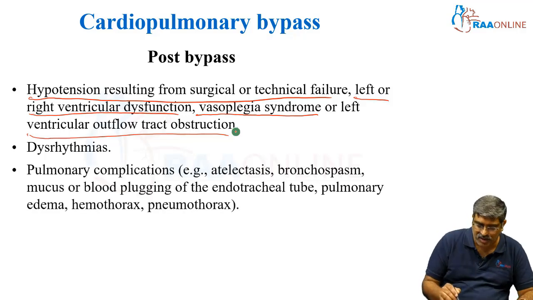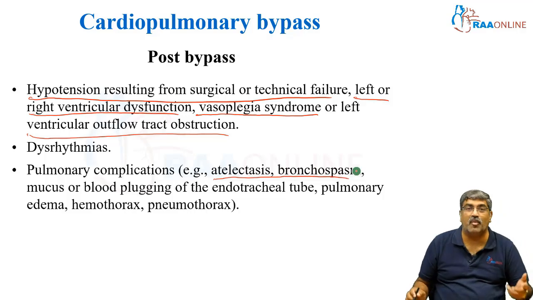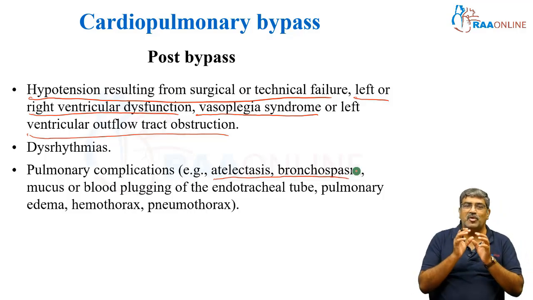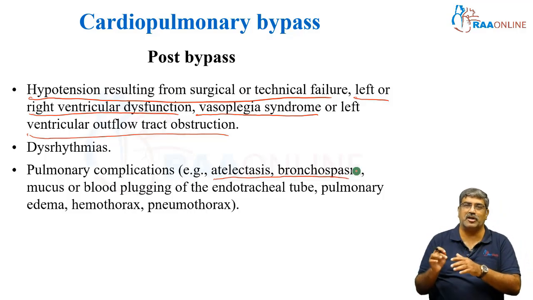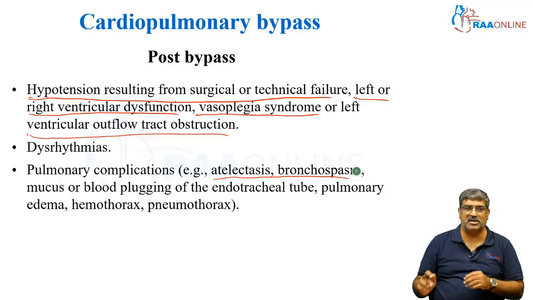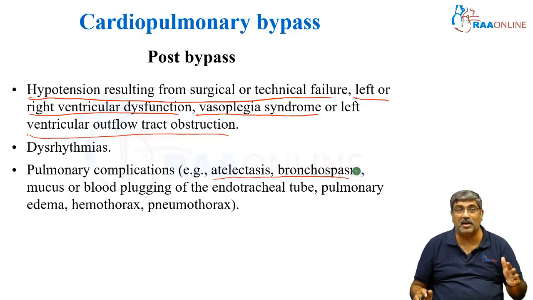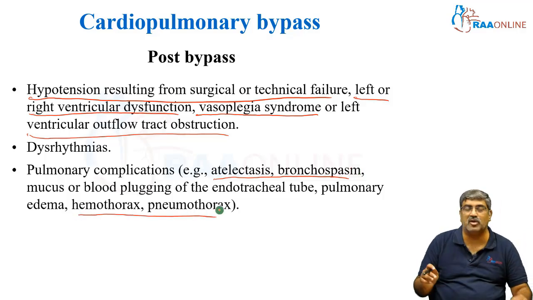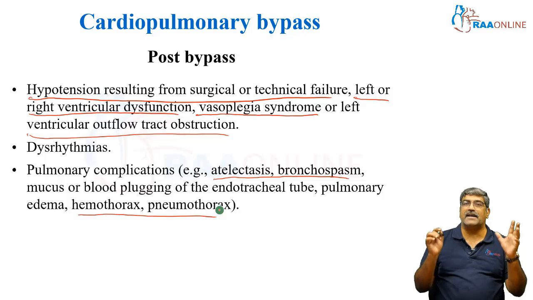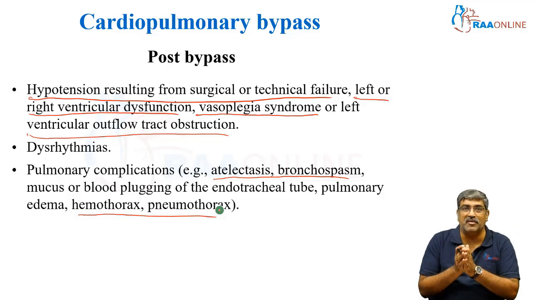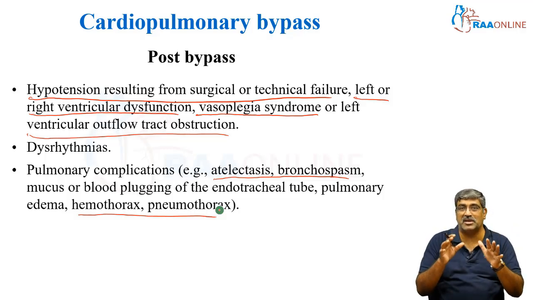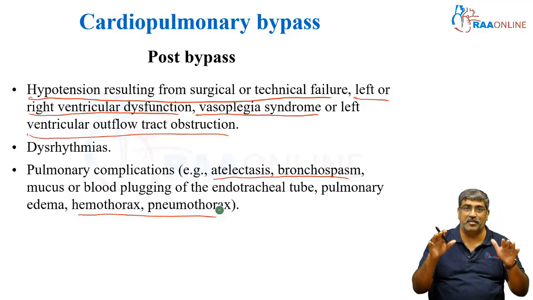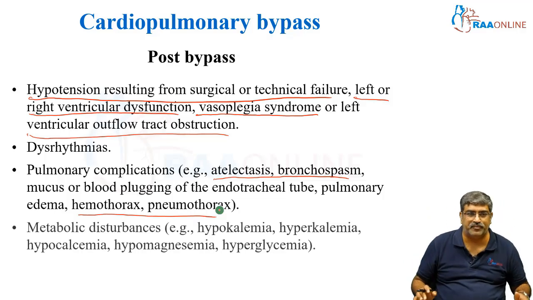Pulmonary complications include atelectasis, bronchospasm, your mucus or blood plugging of the endotracheal tube. So, you have to do a proper suctioning. There can be pulmonary edema, particularly if your heart is poor. Hemothorax and pneumothorax also can happen. And there is an entity called pump lung, which might be an inflammatory activation, and the lung might be injured.